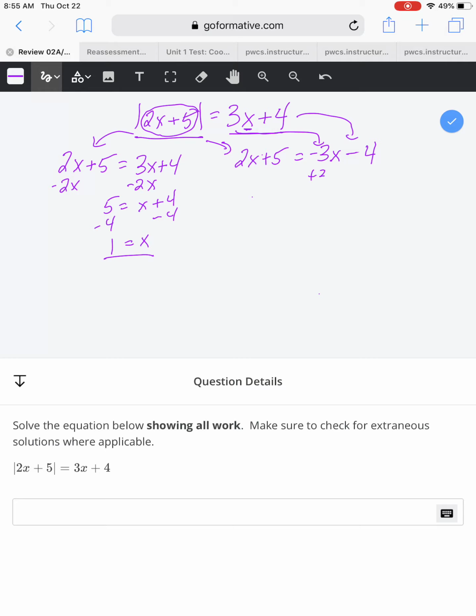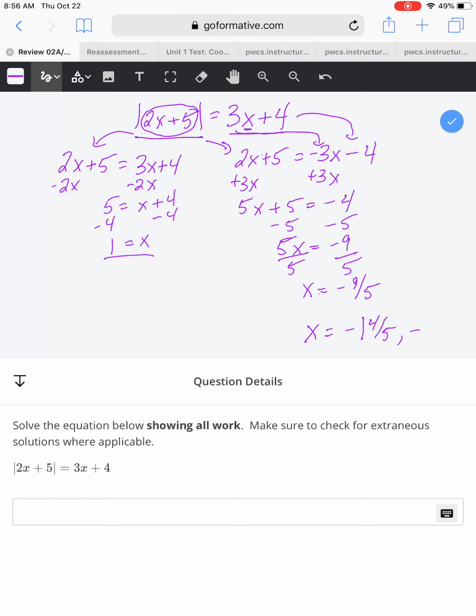For the next one, I'm going to add 3x to each side because I like adding better than subtracting. It doesn't matter which way you do it, you will get the same answer. If you don't, then you probably did something wrong. Okay, I subtract 5. Subtract 5. I have 5x is equal to negative 9. Divide by 5. Divide by 5. X is equal to negative 9/5. You also have x could be equal to negative 1 4/5 or negative 1.8. All of those things are acceptable.